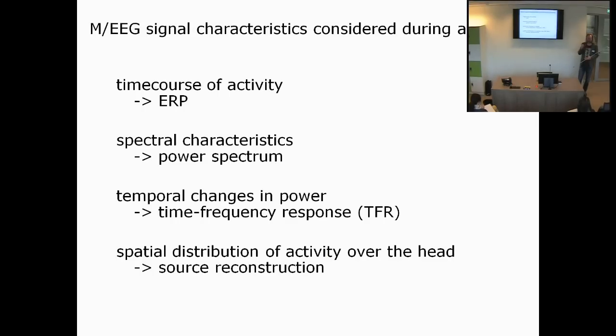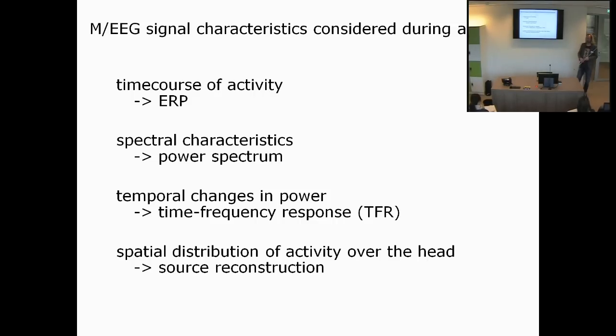So if we consider the signal characteristics and how they translate into analysis methods, we know that we have the time course of the activity. For that we often use event-related potentials or event-related fields. We can look at spectral characteristics, the power spectrum, or if we are interested in spectral characteristics around an event, we would look at the temporal changes in power, and we would be looking at time frequency responses. This is all irrespective of the location. So this is the type of analysis that you can perform for EEG, for MEG, but also for intracranial EEG, if you can insert an electrode in the brain, or for ECoG data.